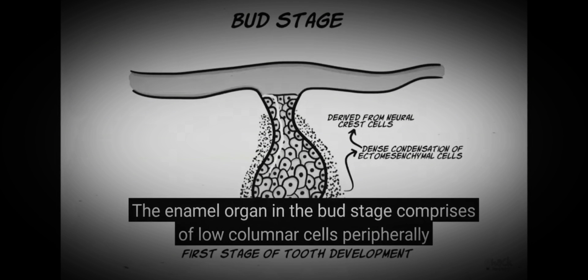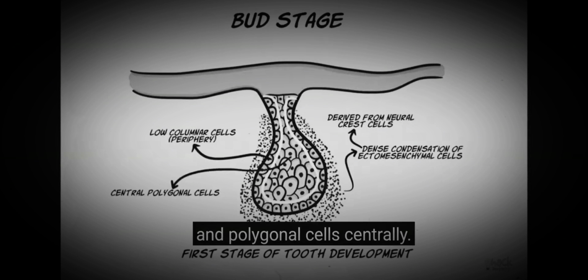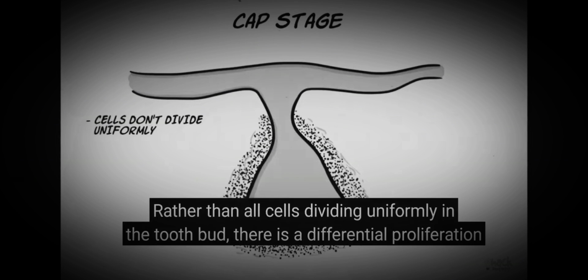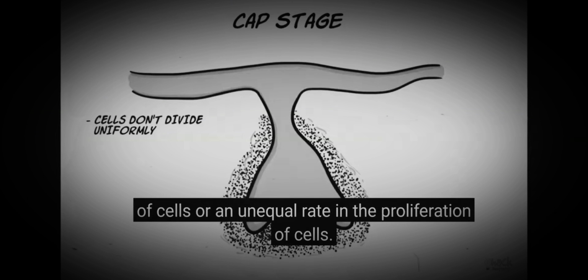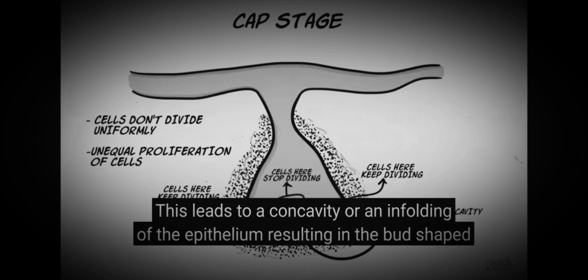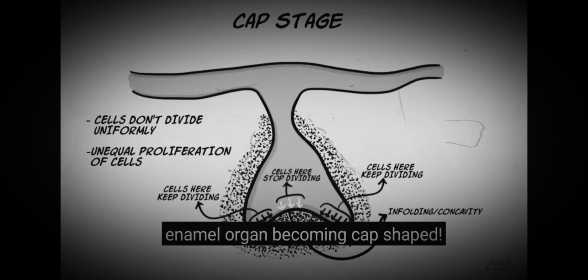The enamel organ in the bud stage comprises low columnar cells peripherally and polygonal cells centrally. Now, rather than all cells dividing uniformly in the tooth bud, there is differential proliferation of cells, or an unequal rate in the proliferation of cells. So this leads to a concavity or an infolding of epithelium, resulting in the bud-shaped enamel organ becoming cap-shaped.